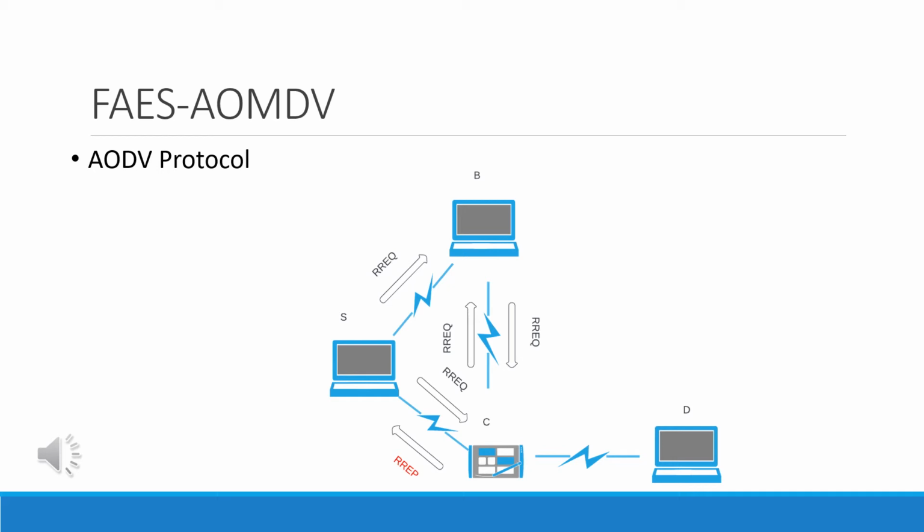In turn, the FAES AOMDV utilizes the AOMDV routing protocol as a base, but enhances security and reliability by using the FAES encryption algorithm to encrypt data packets during transmission. Additionally, power consumption is taken into consideration by using the EBR algorithm to calculate the energy contribution of each node.